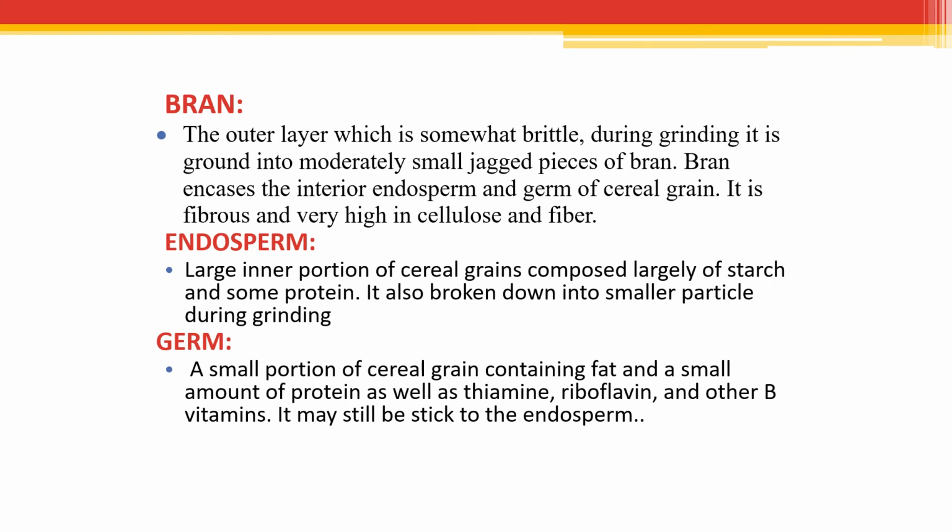Endosperm is the inner portion of cereal grains composed largely of starch and some protein. It is also broken down into smaller particles during grinding. Germ is the small portion of cereal grain containing fat and small amounts of protein as well as thiamine, riboflavin, and other B vitamins. It may still stick to the endosperm during milling and grinding, so germ जो है वो इतना easily endosperm से separate नहीं होता.